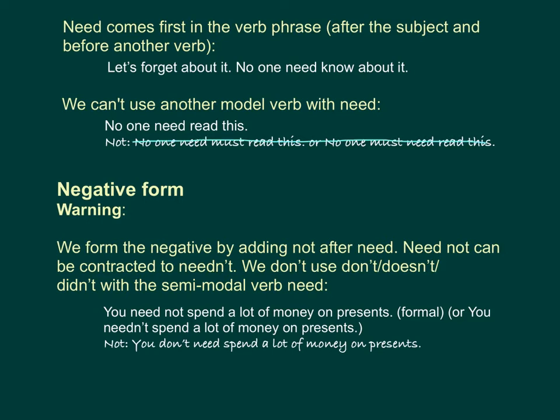Negative form. Warning. We form the negative by adding not after need. Need not can be contracted to needn't. We don't use don't, doesn't, didn't with the semi-modal verb need. You need not spend a lot of money on presents. Formal. Or, you needn't spend a lot of money on presents. Not, you don't need to spend a lot of money on presents.